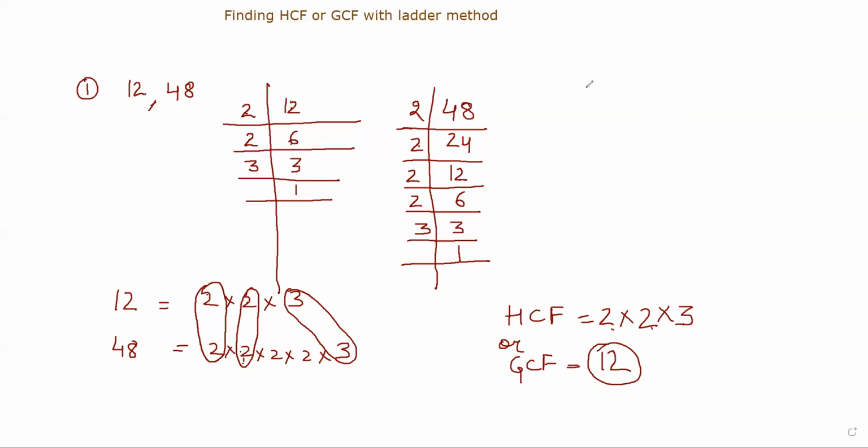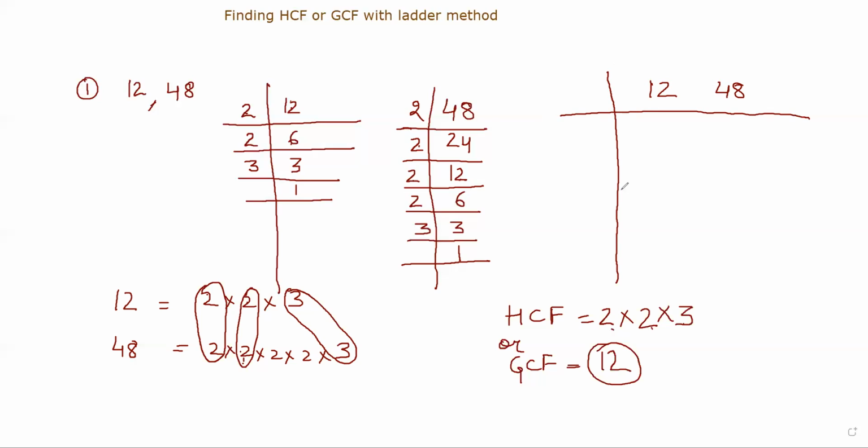Okay. So I have another method here. Let us check if it's working or not. I'm making a ladder. I'm writing two numbers. This method we usually use to find LCM. But how to use this method to find HCF?